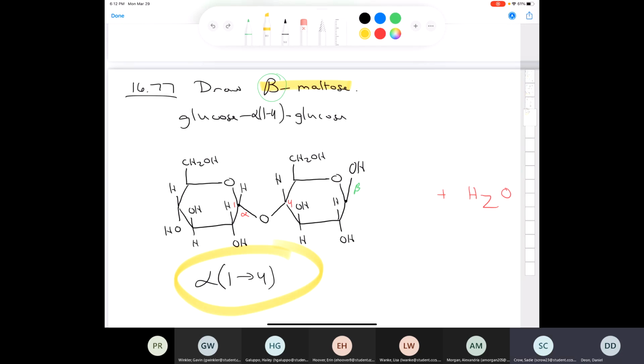If it was beta 1,4, then that bond right after the oxygen would be pointing down. If this was beta 1,4 linked, this bond would be pointing up. Gotcha. The acetal bond. But the thing is that wouldn't be maltose, because maltose always has this linkage. Okay, gotcha. Okay. All right.